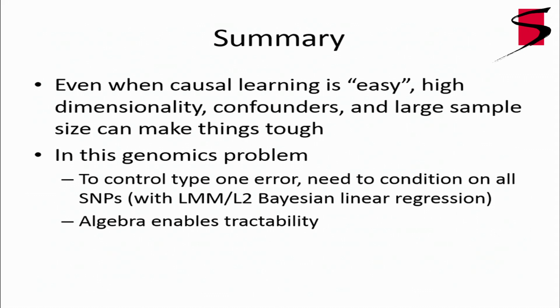If you take this rather misspecified model using L2 Bayesian linear regression, otherwise known as a linear mixed model, otherwise known as a Gaussian process, it turns out you can control type 1 error very well in this very large problem. And again, we got lucky in the sense that when it came to the computational issues of sample size, algebra came to the rescue.